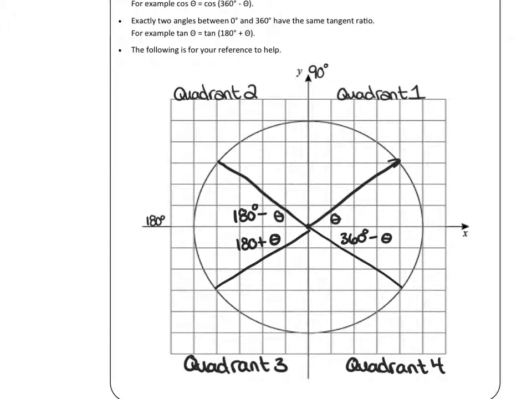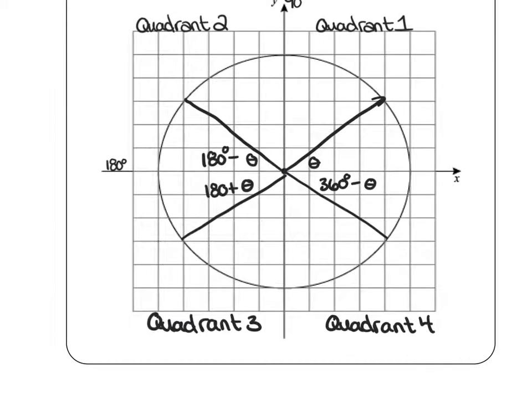Remember I said that we had the CAST rule. Down here is our C. This is A. S, because sine is positive there, and T is this quadrant. In this one, cos is positive. That's how I remember it. In here, all are positive. In here, sine is positive. And in here, tan is positive.